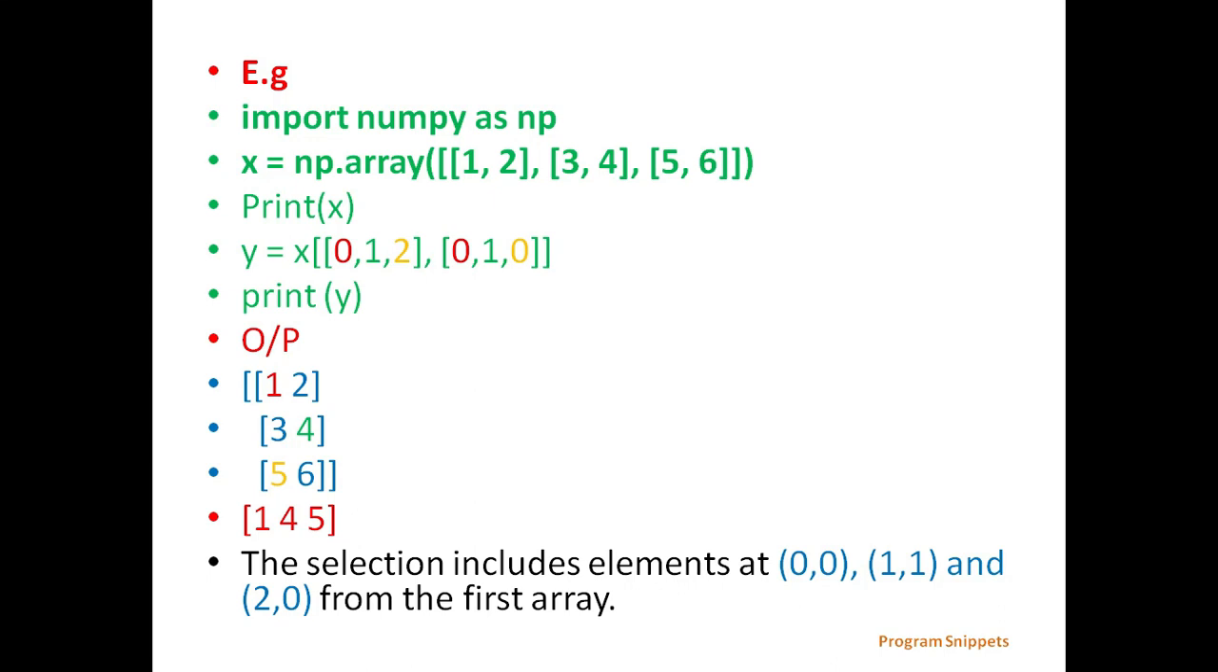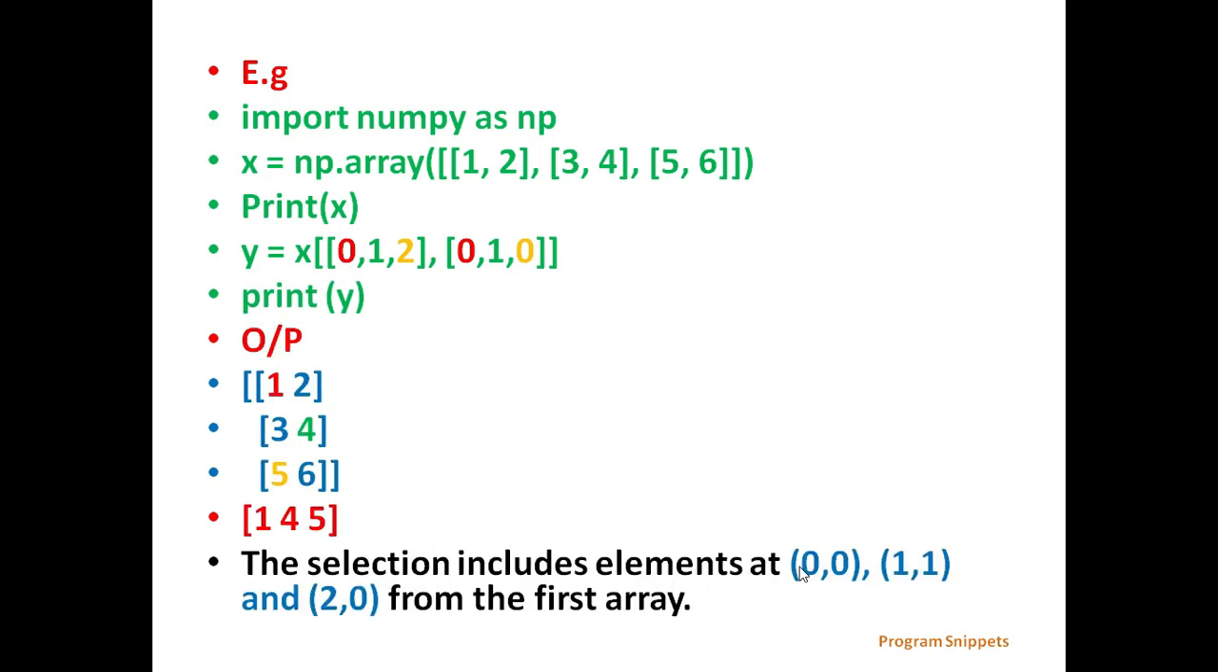For example, here we have created an ndarray with elements [1, 2], [3, 4] and [5, 6], and when we use integer indexing with [0, 1, 2] and [0, 1, 0], it will give the output 1, 4, 5. That is, the selection includes elements at (0, 0), then (1, 1) and (2, 0). So it will give the output 1, 4, 5. That is, the (0, 0) element is 1, the (1, 1) element is 4 and the (2, 0) element is 5.